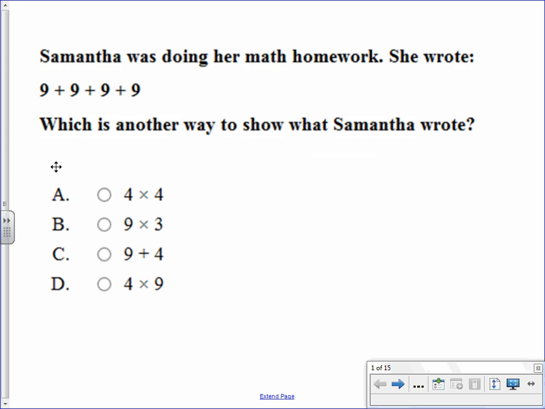Let's begin. Samantha was doing her math homework. She wrote 9 plus 9 plus 9 plus 9, which is another way to show what Samantha wrote. So we're looking at the expressions A, B, C, and D to see which is a good way to show what Samantha wrote.